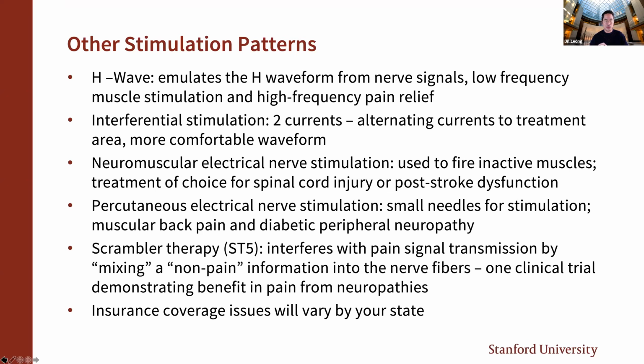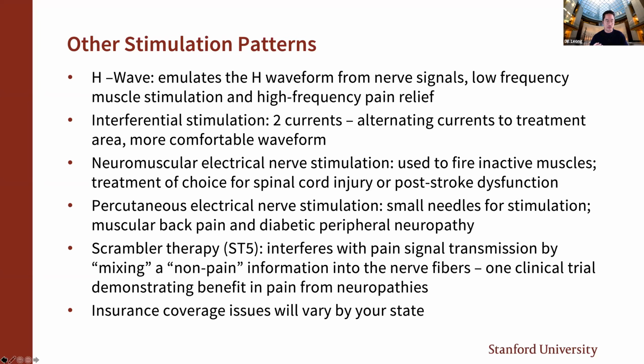The two that I mentioned in the middle there, neuromuscular electric stimulation or percutaneous electric stimulation, are more for where you either have to put in needles or you're trying to directly fire the muscles themselves. So neuromuscular electric stimulation is more for spinal cord injury or post-stroke, in order to maintain flexibility and also motor function in a different limb.